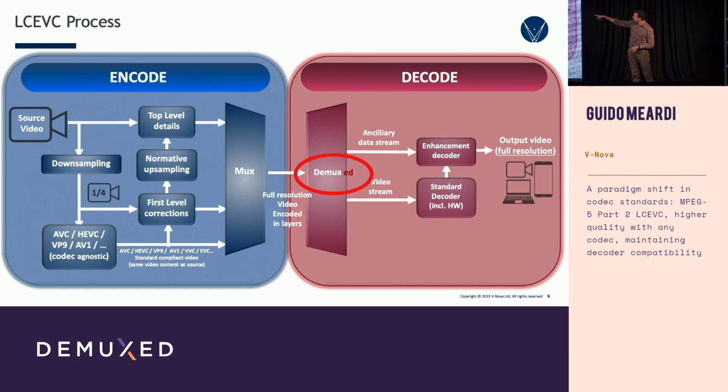And then at the decode end, it gets demuxed, which is proper, and the normal video stream gets sent to a standard decoder. That can be also a hardware decoder. And then the enhancement data is processed either in software or hardware. At the beginning, it'll be software. And then the full resolution output video is generated. So how is it possible that this can actually perform better in compression than the native codec used in isolation?